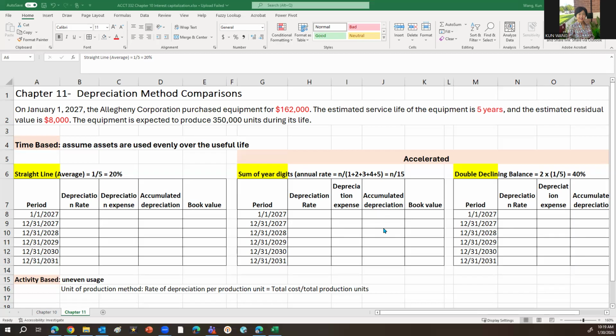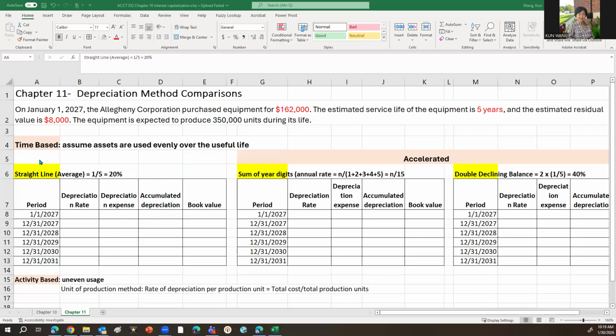But if you have seasonal operations, like the oil industries, the mining system, or some natural resource industries, you may have uneven use of your equipment over time. Then in that case, you can consider the activity-based method. So let's go over the time-based first, because those are the primary depreciation methods used commonly under different businesses.